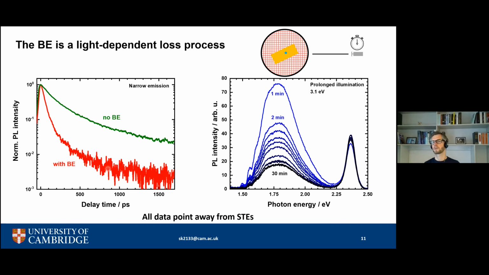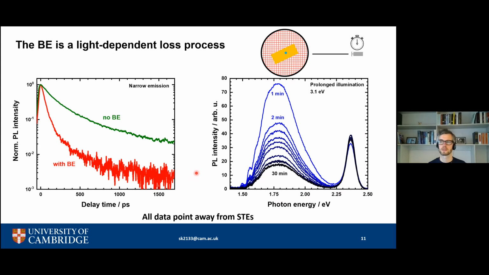Finally, if we expose the flakes for a long time with our blue laser, you can see that the broad emission intensity really is reduced over time. There's also a bit of change in the narrow emission, but it's not so severe. So it is not constant, whatever is giving us this broad emission band. All data actually point away from self-trapped excitons.